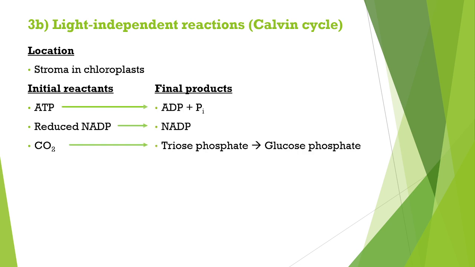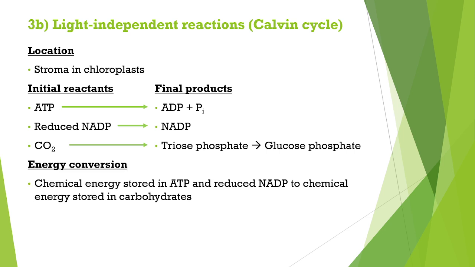So the ATP after being used will become ADP and inorganic phosphate, which goes back to the light-dependent reaction for ATP synthesis. The reduced NADP after being used becomes NADP again, and again they will go back to the light-dependent reactions and continue to serve as the final electron acceptor at the end of the electron transport chain. The carbon dioxide is taken in, and through the Calvin cycle will be used to make triose phosphate, which goes on to be made into glucose phosphate.